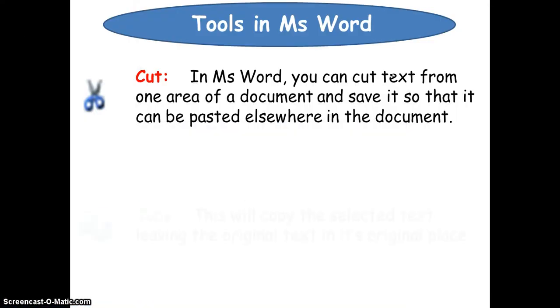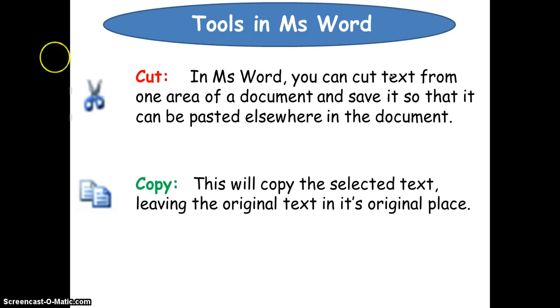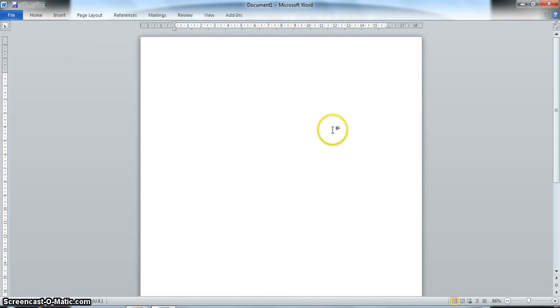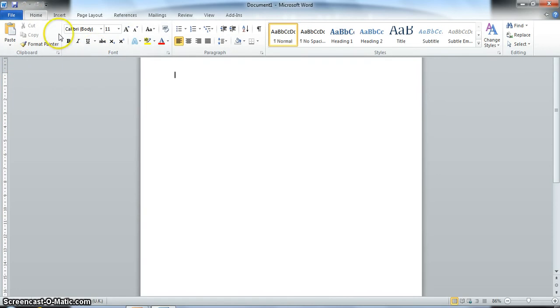Now, the next icon we want to look at is the copy icon. The copy icon is that icon that looks as if two books are placed on each other. This will copy the selected text, leaving the original text in its original place. Now I'll take you back to my document. Let's locate that. Like I said earlier, you click on the Home tab in the menu. Where my mouse pointer is currently located is the copy icon. Alright? That is the copy icon. C-O-P-Y, copy.